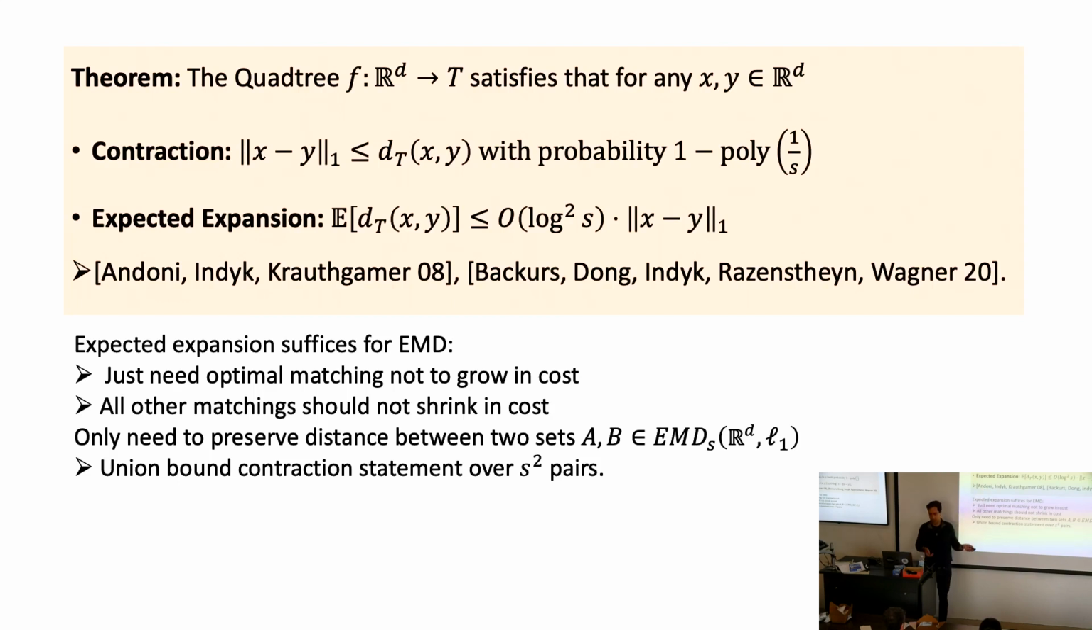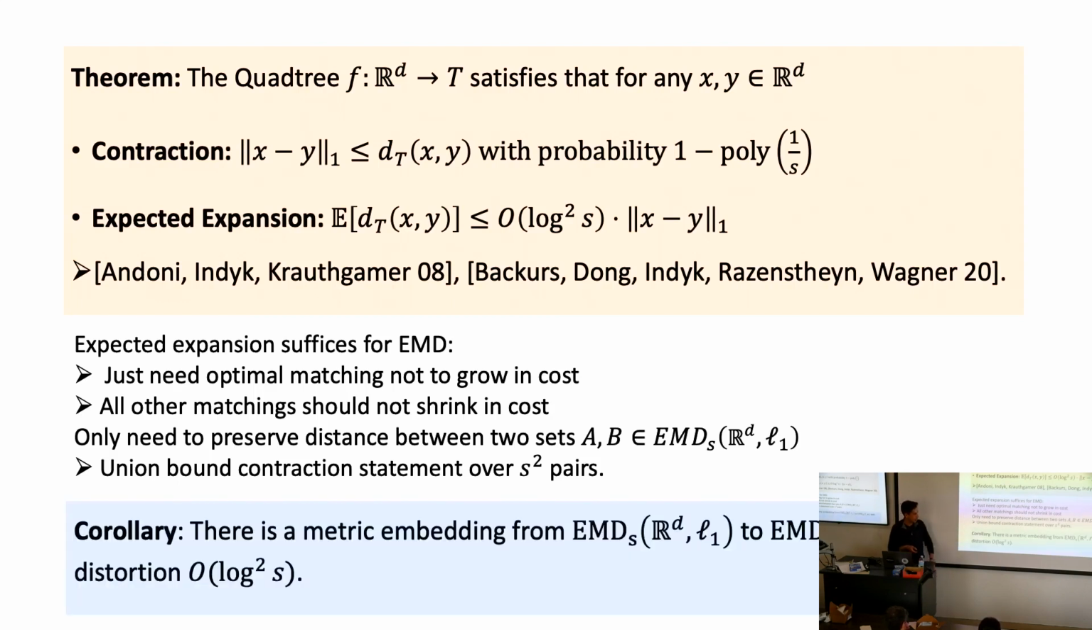And then this is enough to give you the distortion between one set of points, and EMD gives you a log squared S approximation. So this shows there's a metric embedding for EMD over d-dimensional space to EMD over trees with a log squared S approximation. Good.